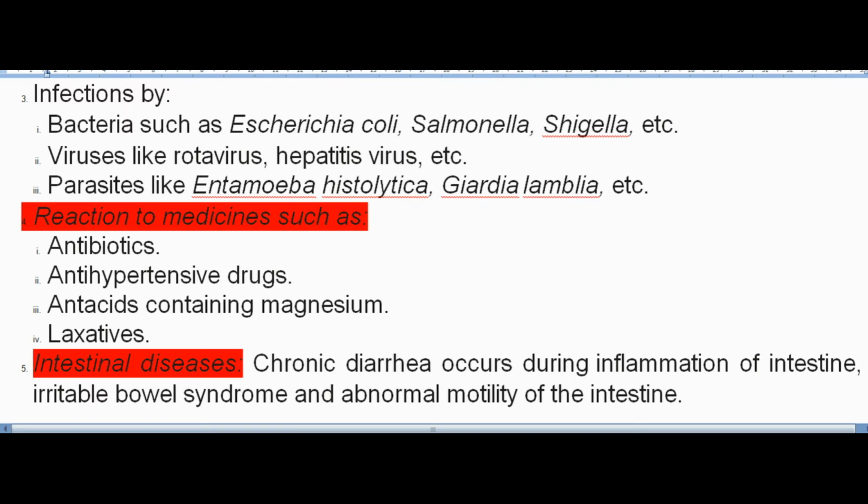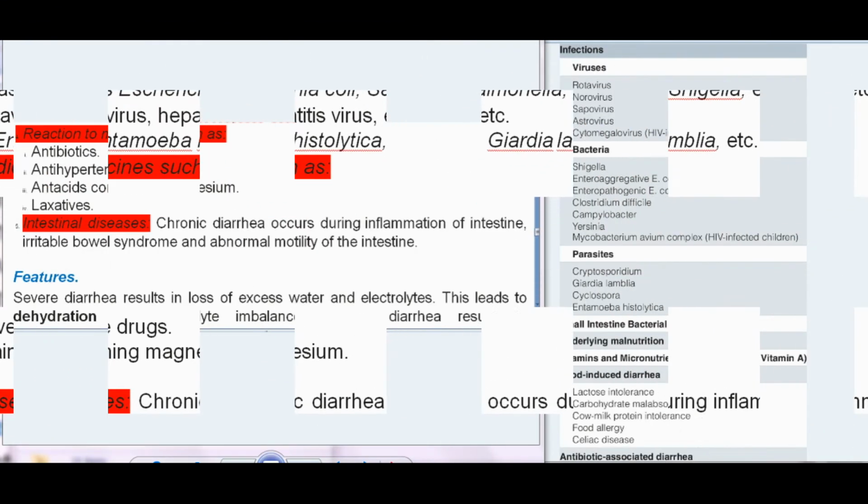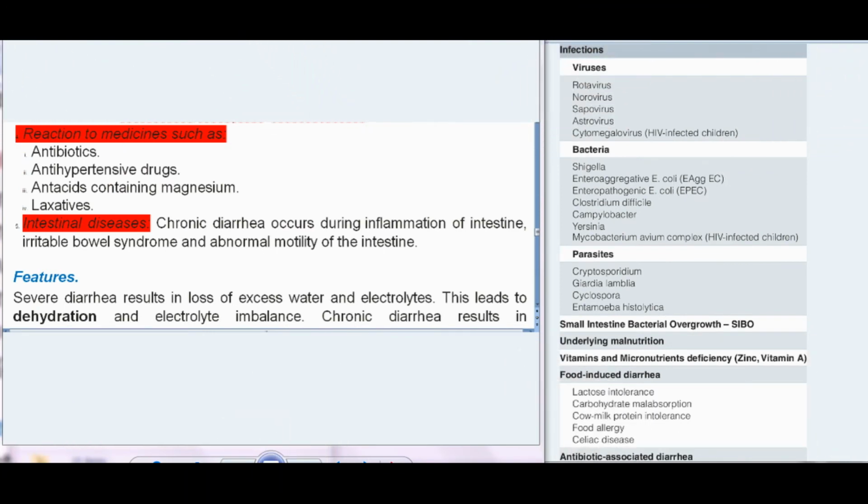Infections by bacteria such as Escherichia coli, Salmonella, Shigella, etc. Viruses like rotavirus, hepatitis virus, etc. Parasites like Entamoeba histolytica, Giardia lamblia, etc. Reaction to medicines such as antibiotics, antihypertensive drugs, antacids containing magnesium, laxatives. Intestinal diseases. Chronic diarrhea occurs during inflammation of intestine, irritable bowel syndrome, and abnormal motility of the intestine.